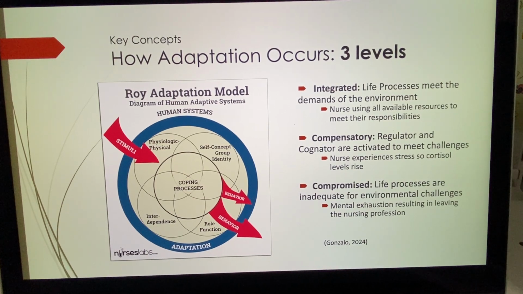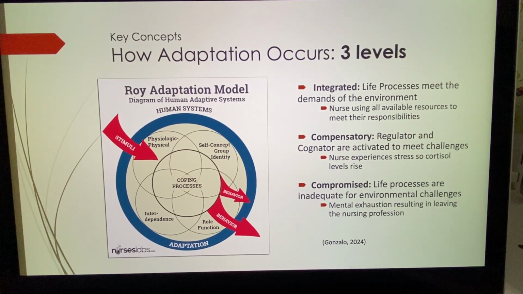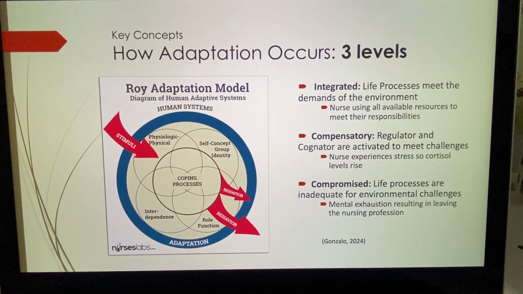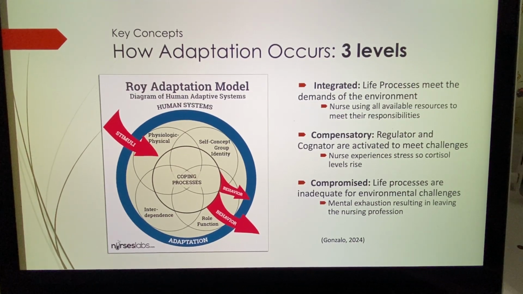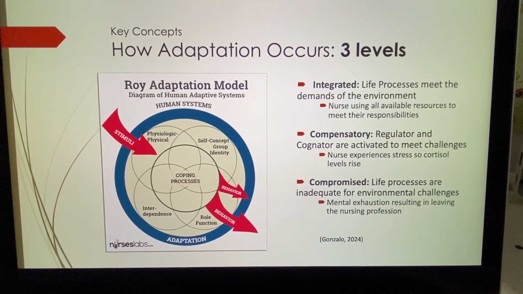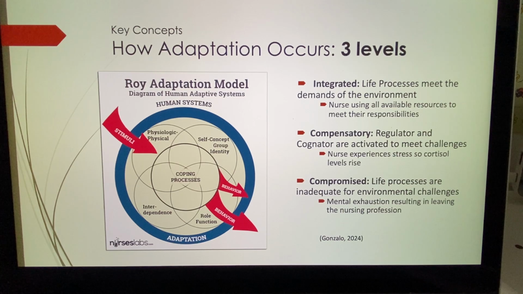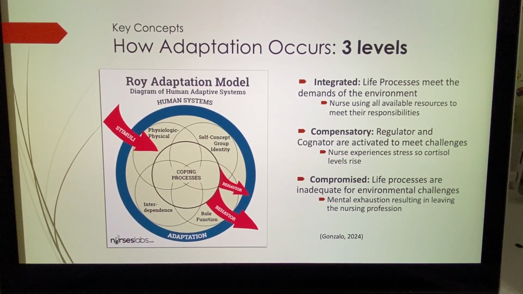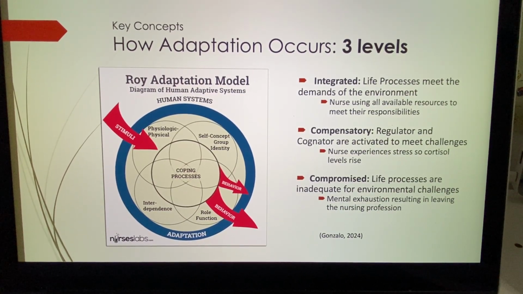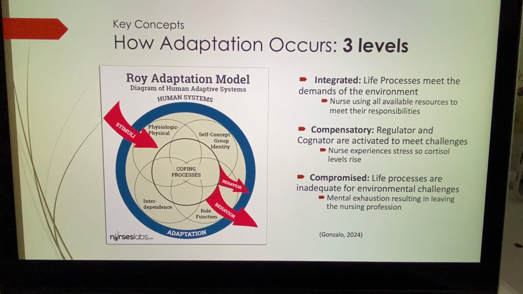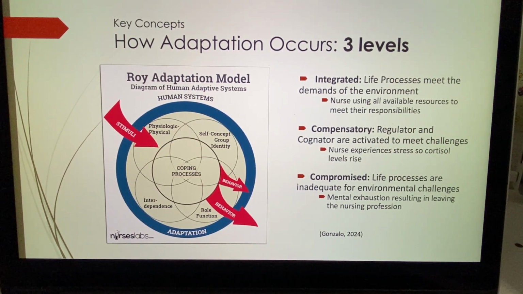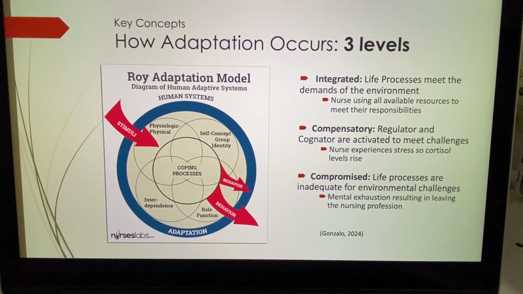The example is when a nurse experiences stress, so cortisol levels become elevated, which is a regulator subsystem working to adjust. And then there's the compromised adaptation, which means that the life processes are inadequate for environmental challenges, which results in adaptation problems. Mental exhaustion that causes someone to leave the nursing profession would be considered a compromised adaptation.